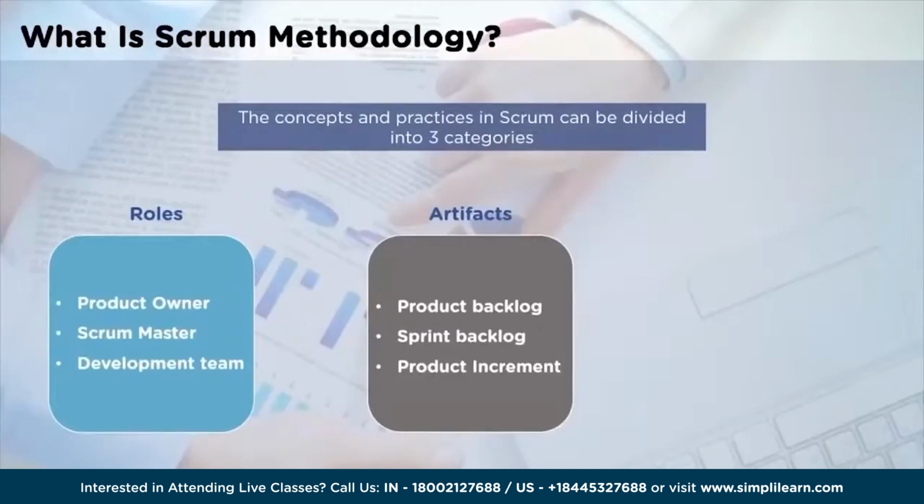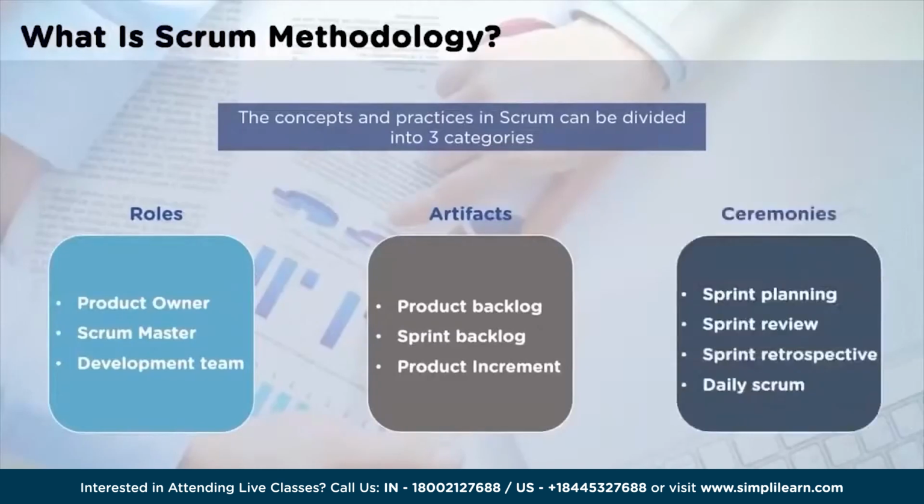The final category we have is sprint ceremonies. There are 4 ceremonies in total. In sprint planning, the team meets and decides what they need to complete in the coming sprint. Sprint review is a type of meeting in which the team demonstrates what they shipped in the sprint.